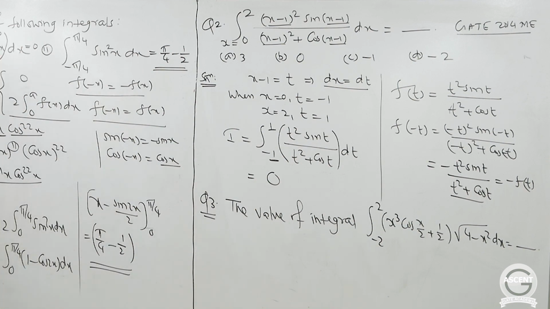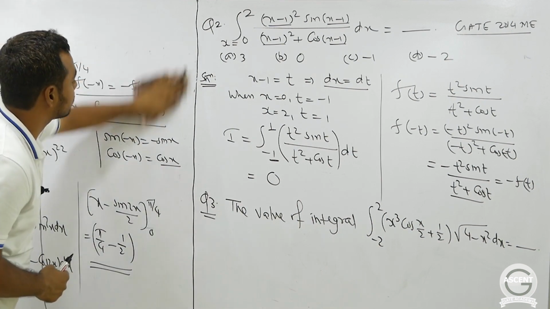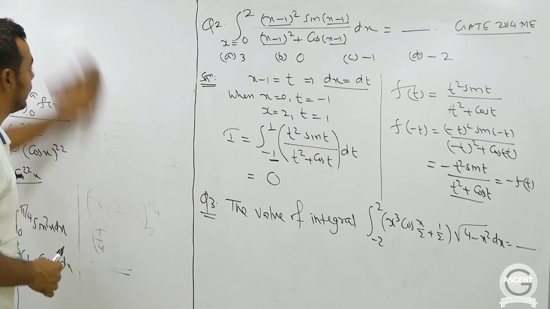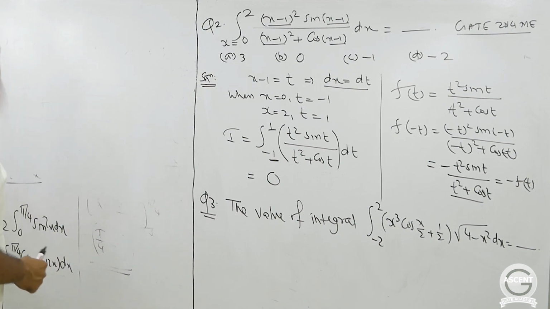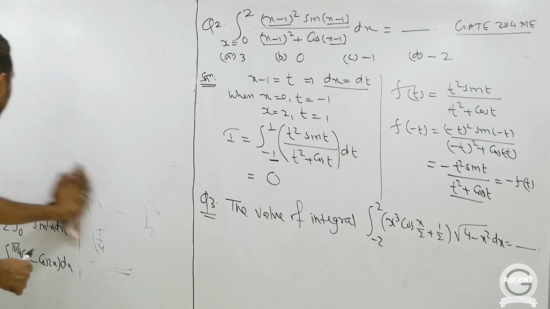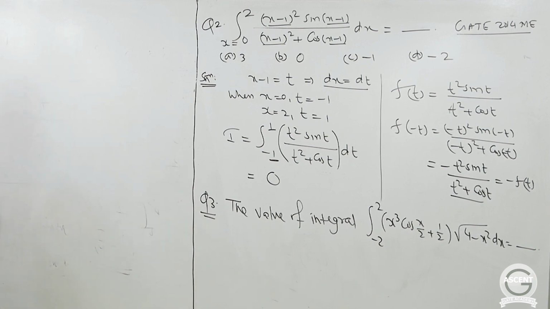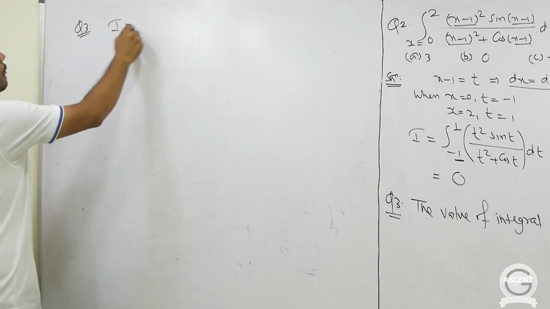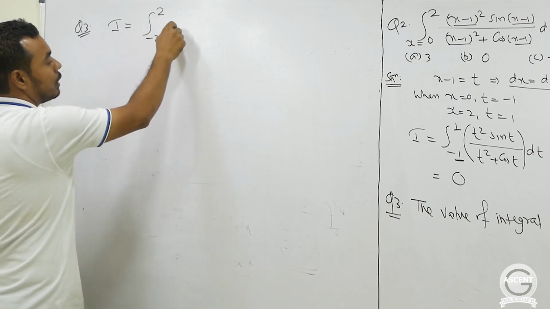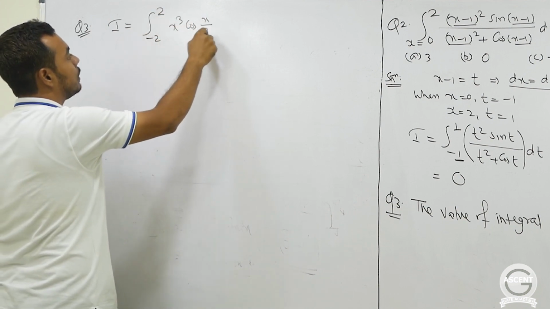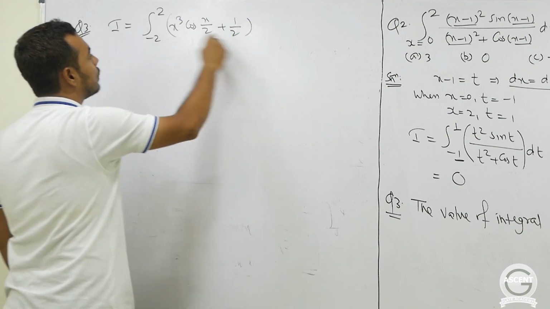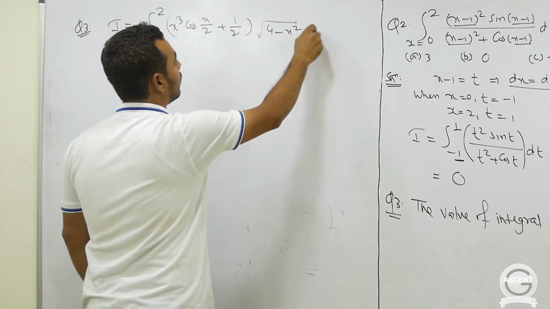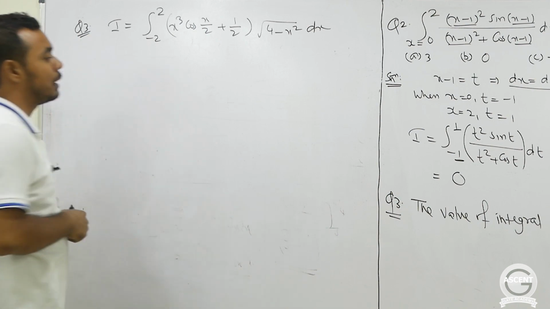The third problem is an interesting one. Here first we have to see that the given function is neither an odd function nor an even function, but the limit is from minus a to plus a. So see how we are going to solve that problem. In this third problem, we have to evaluate this integral from minus 2 to 2 of x cube cos x by 2 plus 1 by 2 into root over 4 minus x square dx. Okay, we have this integral.